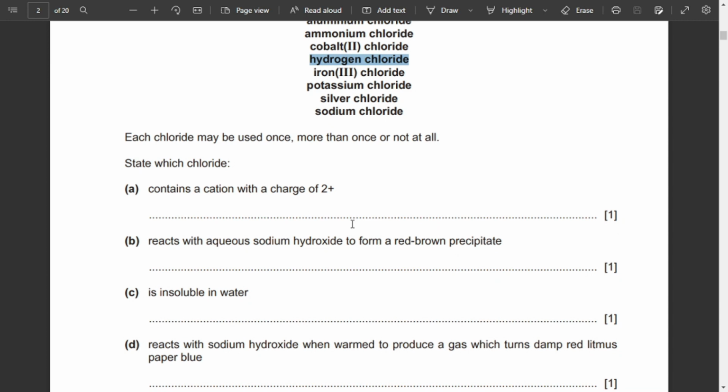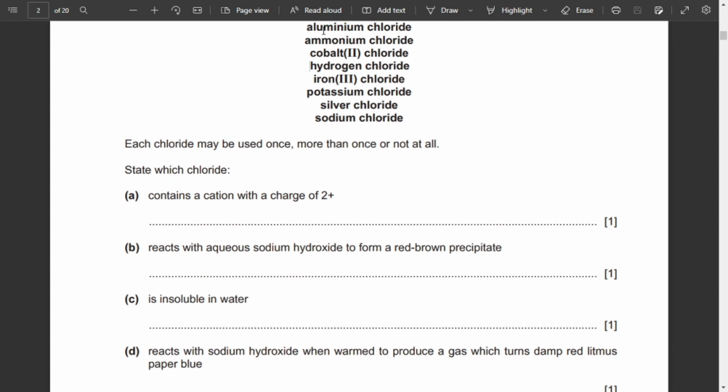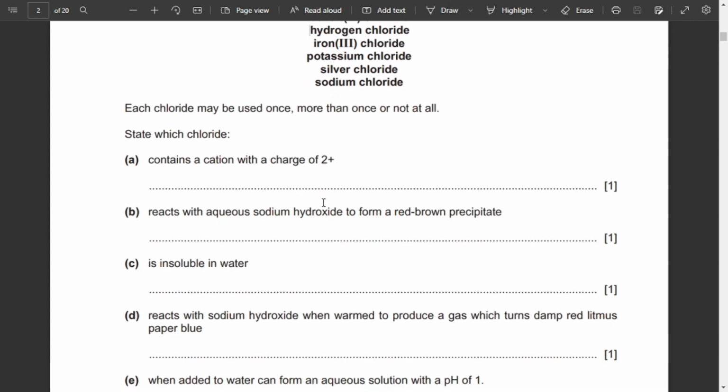Moving on to part D, it reacts with sodium hydroxide when warmed to produce a gas which turns damp red litmus paper blue. That means it produces a basic gas. Alright, so that is what we need to make sure to check. So for this, it is going to be ammonium chloride, of course, because then it will produce ammonia gas which will turn the damp red litmus paper blue.